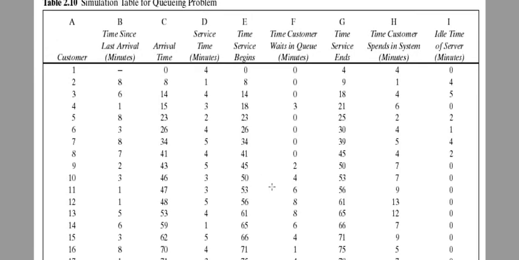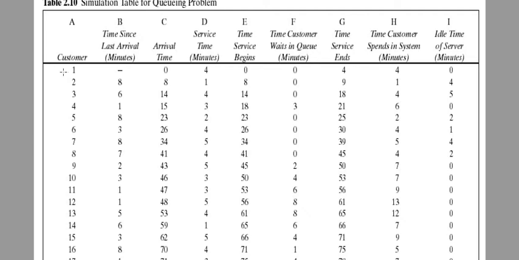This is the single channel queue table. I'm going to show you all the columns. The first column is for customer, the second column is for interval time, which we can also say is the time since last arrival. From this we can find out the arrival time. The service time we will find out from the random digits given here. This is the service time begin. We will find out this from all the previous data. Then there is time customer waits in the queue, time service ends, that means when the customer actually leaves the system, the time customer spends in the system, that means how much time a customer was in the system, and idle time of server, that is how much time the server was idle after actually getting the first access.